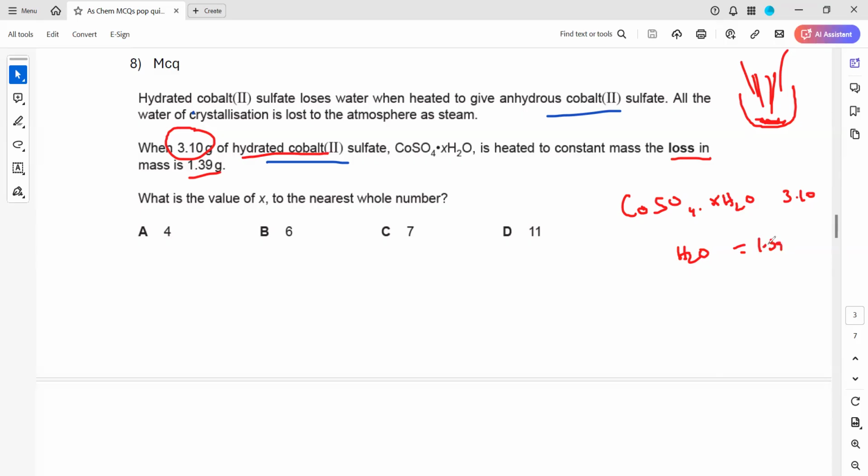So what is the mass of the cobalt sulfate? You will subtract 3.1 minus 1.39. That will be 1.71. So you have cobalt sulfate at 1.71 and water at 1.39. Then how to solve this question? The same way.